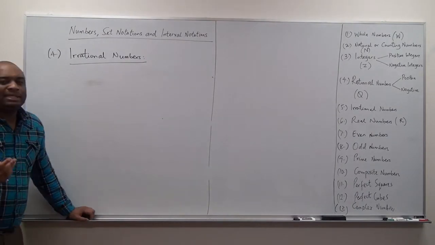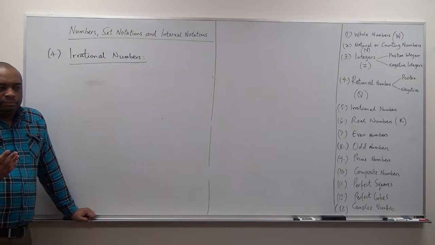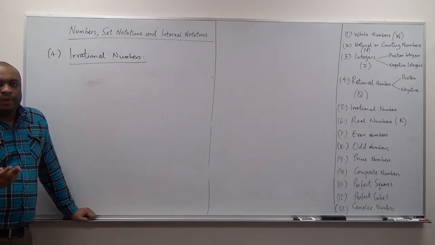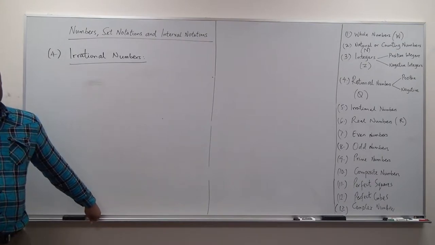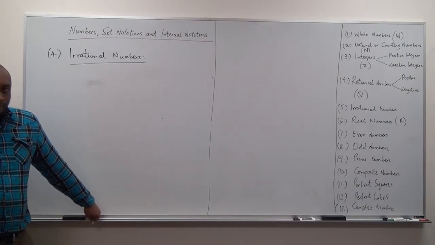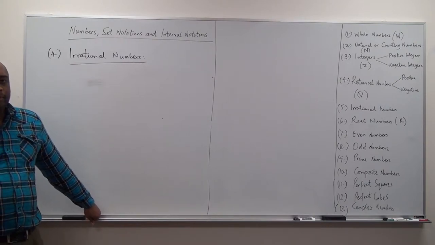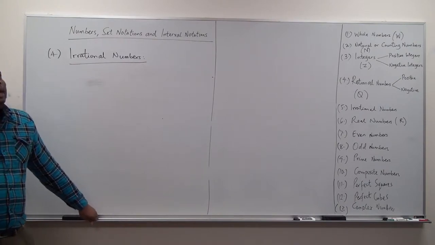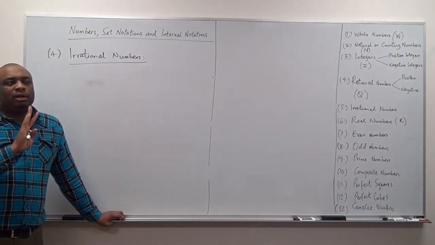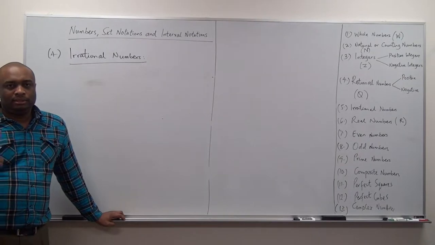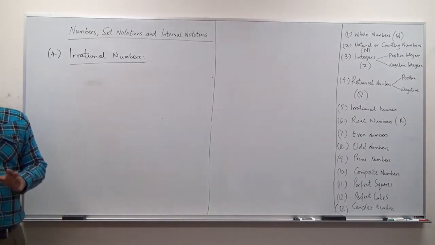Now, these are numbers that cannot be expressed as a ratio of two numbers. Remember, rational numbers are numbers that can be expressed as a ratio. Irrational numbers are numbers that cannot be expressed as a ratio. Now, there are two sets of numbers that you can call irrational numbers.